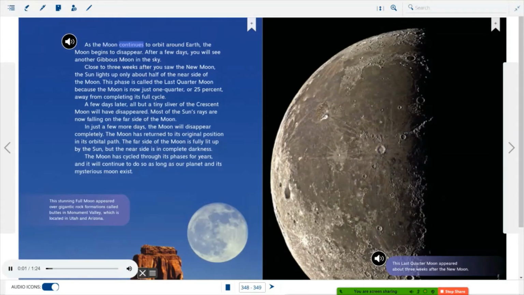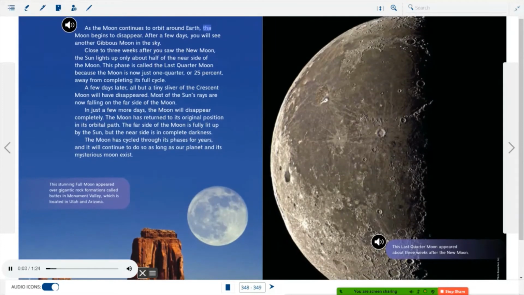As the moon continues to orbit around Earth, the moon begins to disappear. After a few days, you will see another gibbous moon in the sky. Close to 3 weeks after you saw the new moon, the sun lights up only about half of the near side of the moon. This phase is called the last quarter moon, because the moon is now just 1/4, or 25%, away from completing its full cycle.